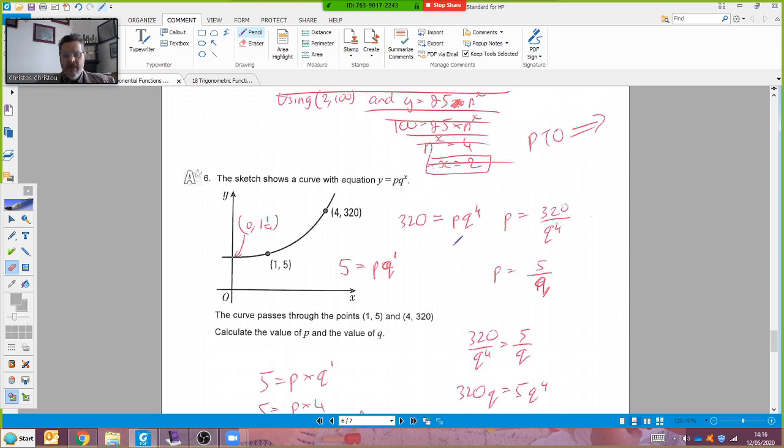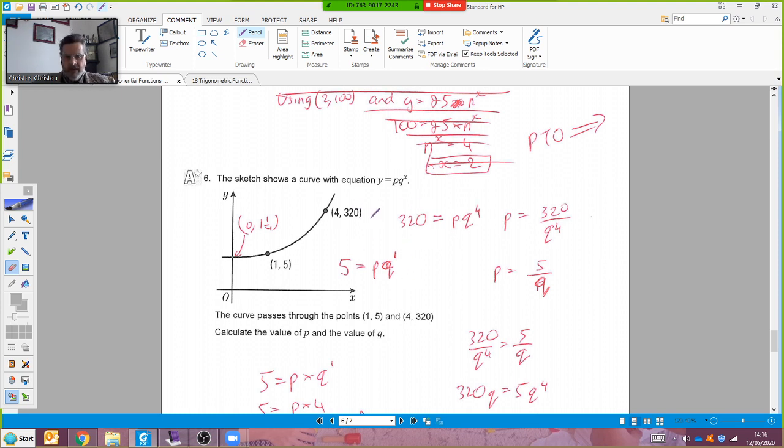Well, let's just do the easy one first. Now, if I use the 1 and the 5, 5 is my y and the 1 is the x. So therefore I've got 5 equals p times q powered up to 1. That's no great help. I don't know what p is. I don't know what q is. I just know that p times q is 5. Well, it's a start. I've got to move on. I can't do anything else with it.